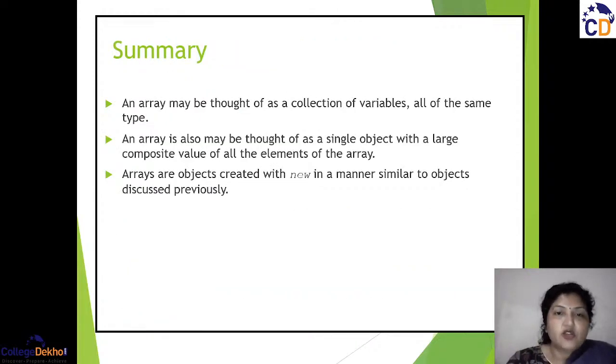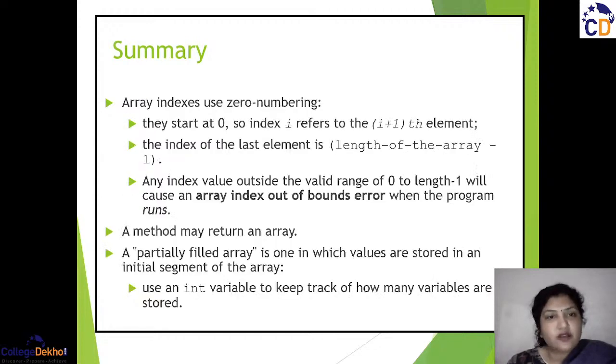An array may also be thought of as a single object with a large composite value of all the elements of the array. You may have a single object holding a large number of values. Arrays are objects created with new in a manner similar to objects discussed previously. You have seen how the new keyword is used for creating the arrays.